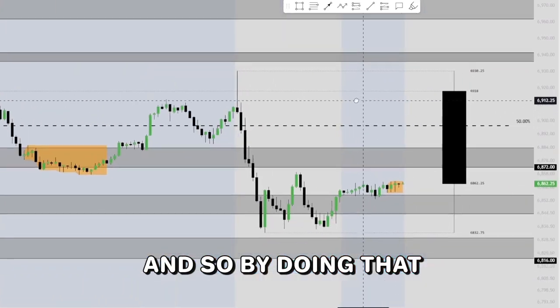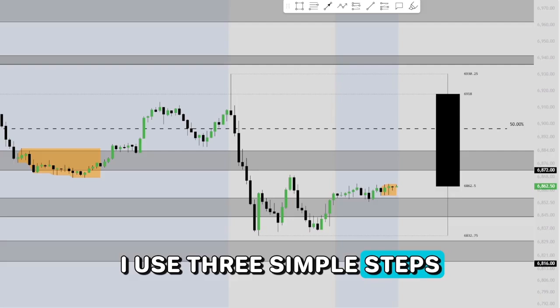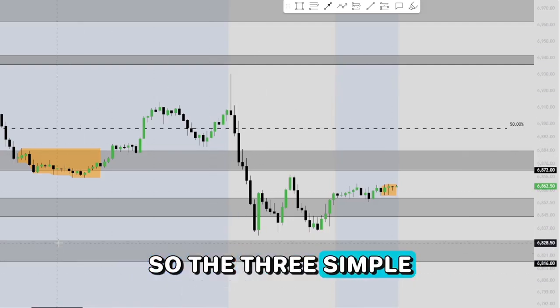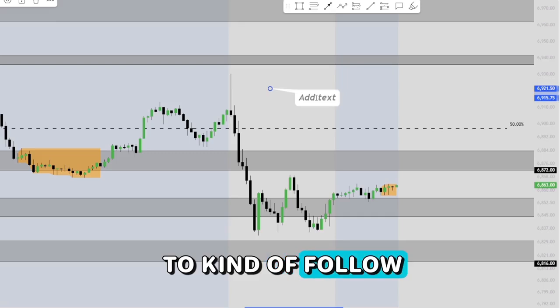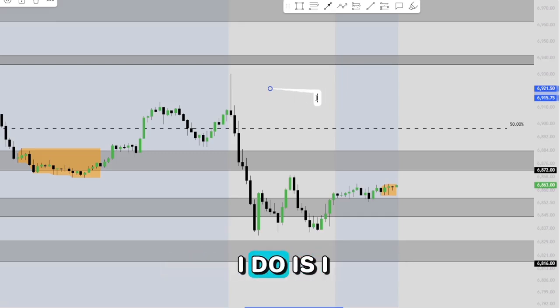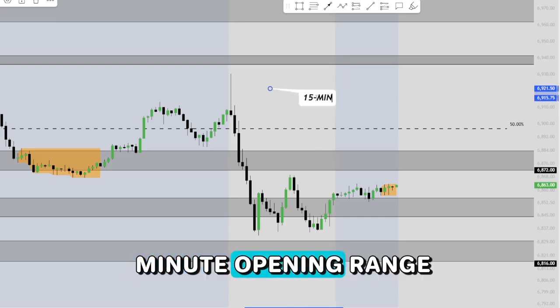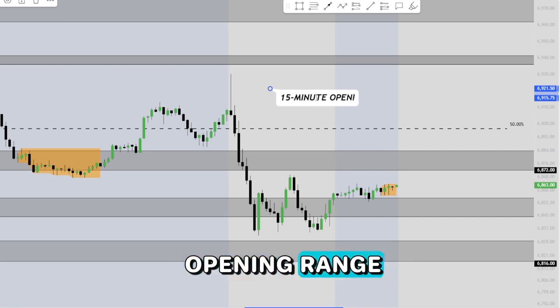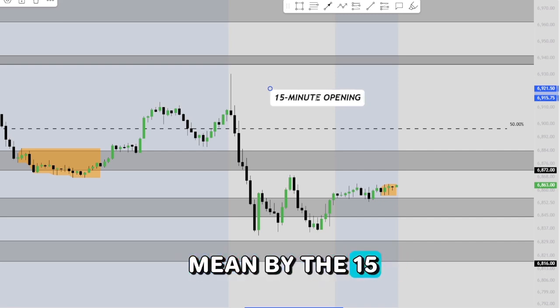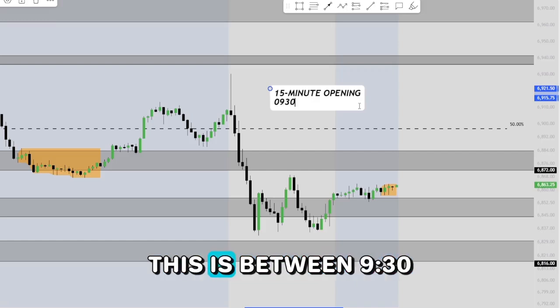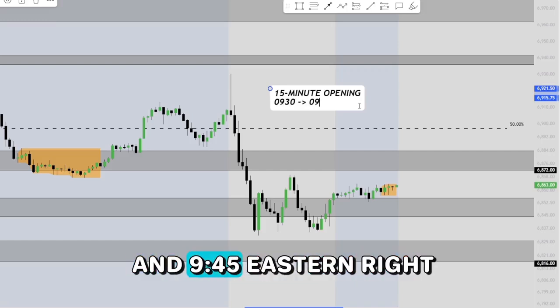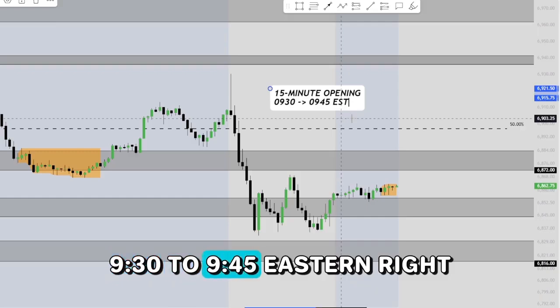By doing that, I use 3 simple steps, just so people can understand, and I want everyone to follow along with this. The first thing I do is I look for the 15-minute opening range. What do I mean by the 15-minute opening range? This is the first 15 minutes of the market open, between 9:30 and 9:45 Eastern, 9:30 to 9:45 Eastern.